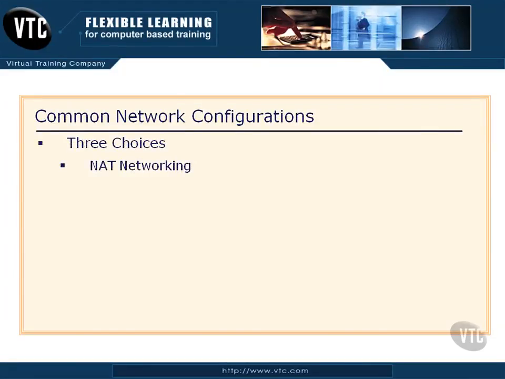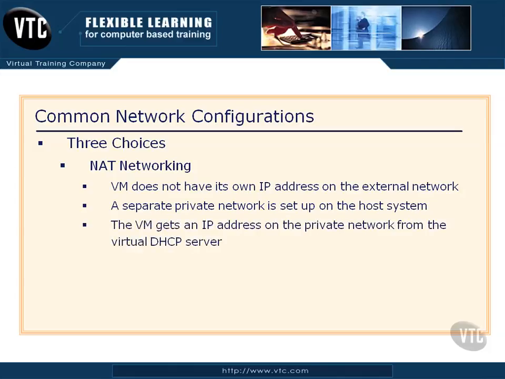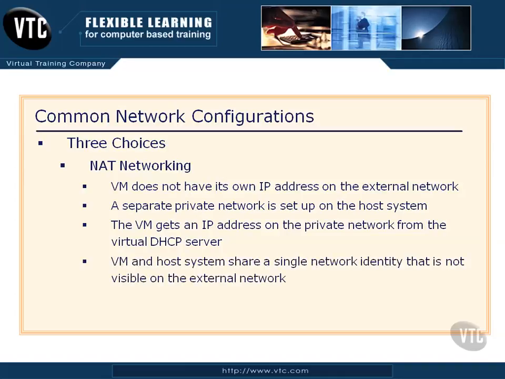Now, in network address translation networking, the virtual machine does not have its own IP address on the external network, although it does have its own IP address. What's happened is a separate private network is set up on the host system. So if you'll just picture maybe a dashed outline switch there with the ports on it, and we're going to run a Cat5 cable from our virtual machine into it, and then run another Cat5 cable out to our host machine, and then the NAT's going to take care of moving data back and forth. The virtual machine gets an IP address on the private network from the virtual DHCP server, and I'll show you how to take a look at this later on in a separate video.